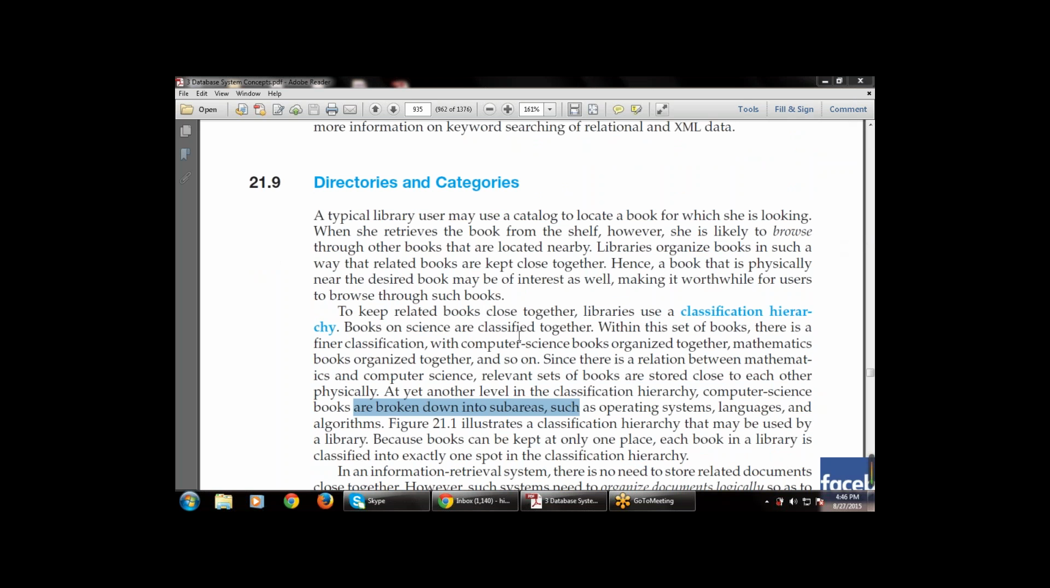That means we divide the computer science books into sub areas, into the mathematics area, into the development area. Because books are kept at only one place, each book in a library is classified into exactly one spot in the classification hierarchy.